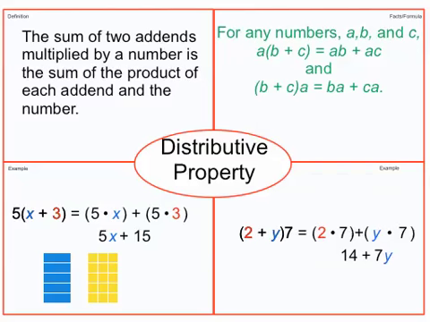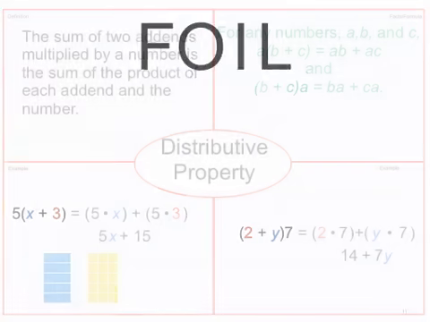Now some of you have heard about the FOIL method. The FOIL method is just basically taking the distributive property to the next level, and this is something you'll see in Algebra 1. So if you don't care about seeing what it looks like at this point, you can just go ahead and stop the video. But if you are interested in seeing what the FOIL method looks like, I'll go through an example. FOIL is just an acronym for first, outside, inside, last.